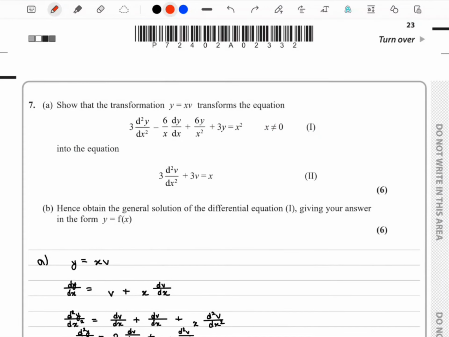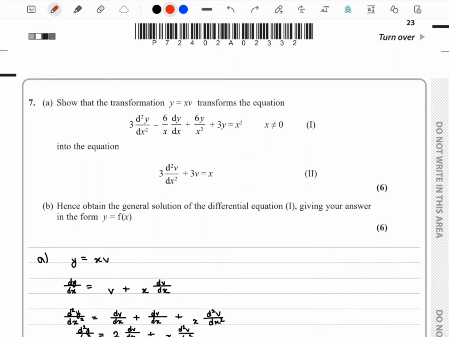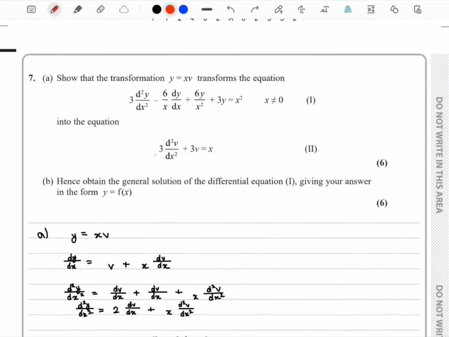For part B, we need to find the general solution of the differential equation we are given over here. To work with it, this is easier to work with, and we find the general solution by finding a complementary function using the auxiliary equation and using the particular integral from the right hand side.